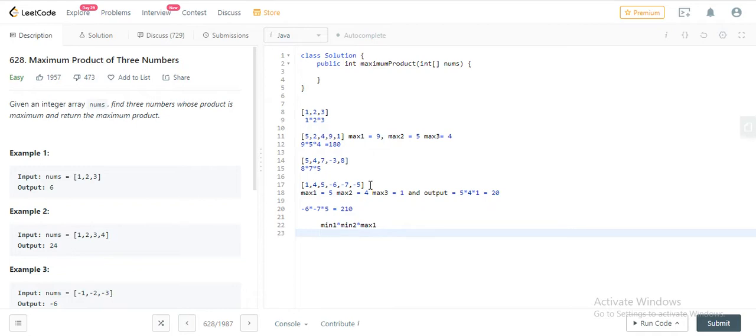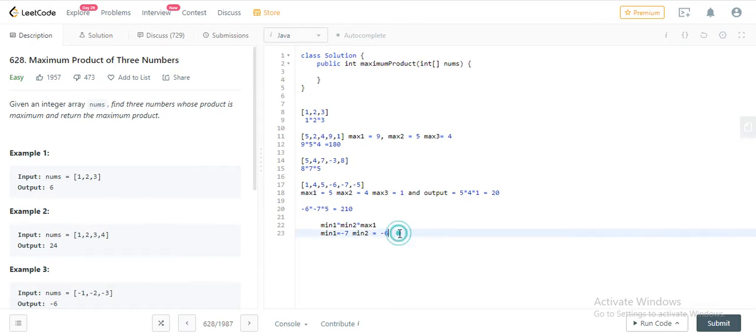If you take a look at this scenario, what is my min1? Min1 equals -7, min2 equals -6, and if we multiply these two numbers, we'll get a positive number. Basically, we are focusing on the magnitude of these two negative numbers, because ultimately when we multiply a negative with a negative, the answer will be positive.